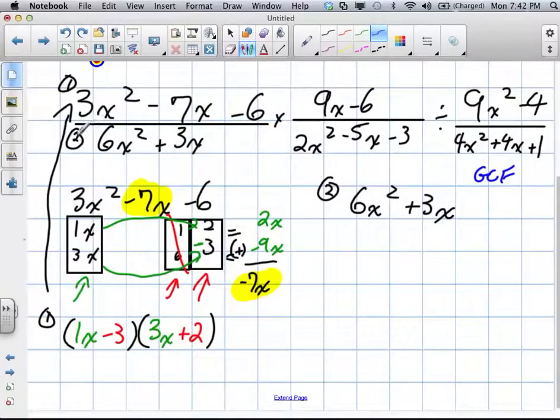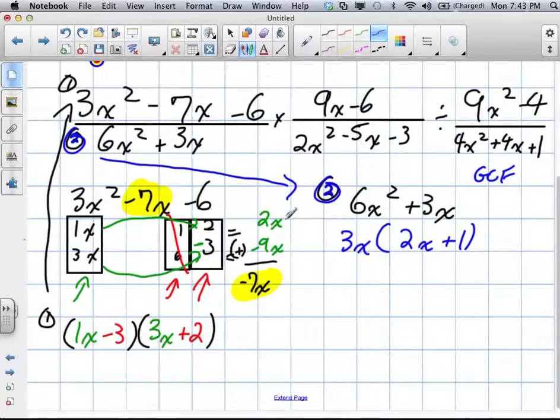Common factor. Take out the common factor. In fact, we're going to do this simply. 3x. We take 3x out, and what are we left with? x, 2x? Oh, no. Plus 1. Right, and that's it. So we're going to replace number 2 with that.